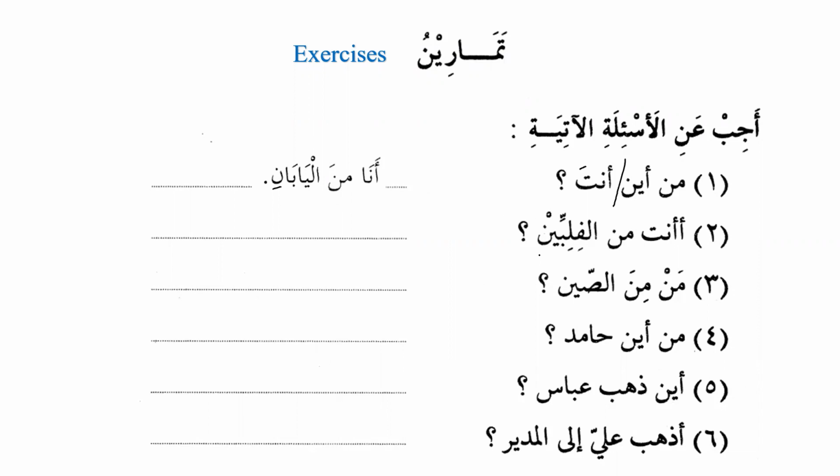Anta min al-Filippini. Now you see here, the Hamza of Anta is Hamzatul Qati'. We have to read it. Anta min al-Filippini. Are you from the Philippines? Now in English we say the Philippines, right? Why do we say the Philippines? Because this is how it is used. So that's why.